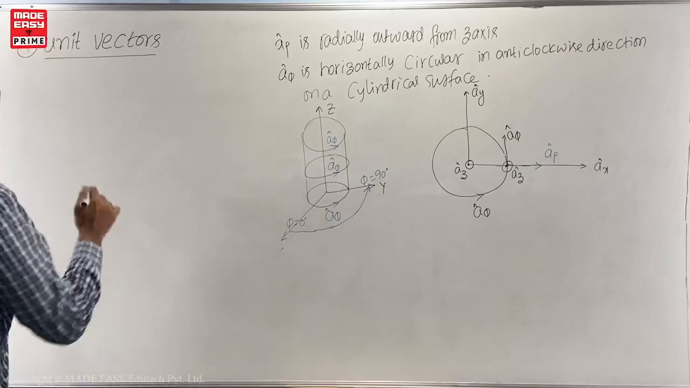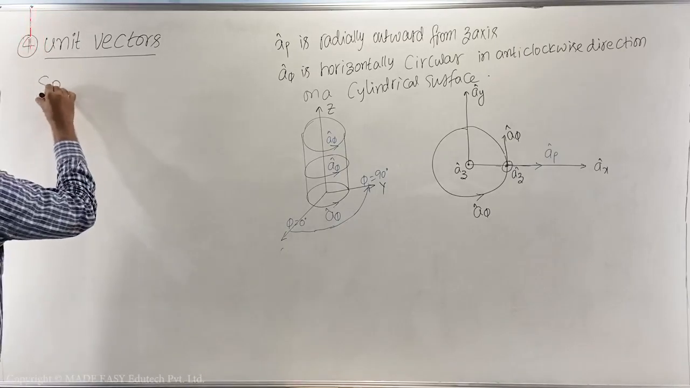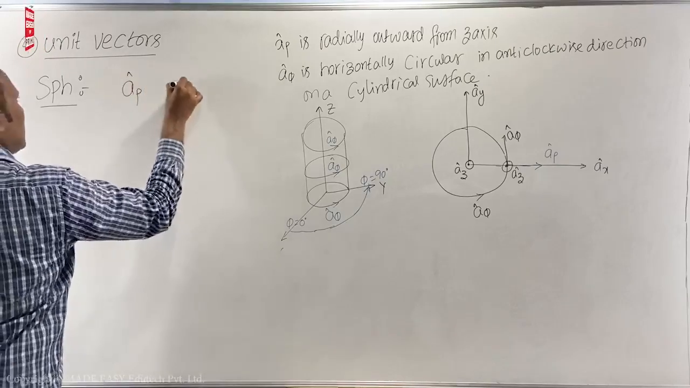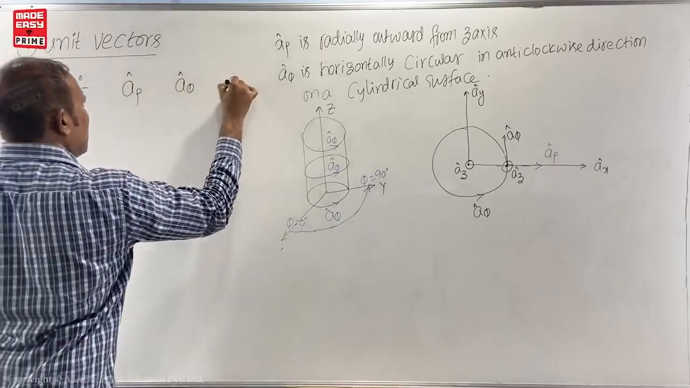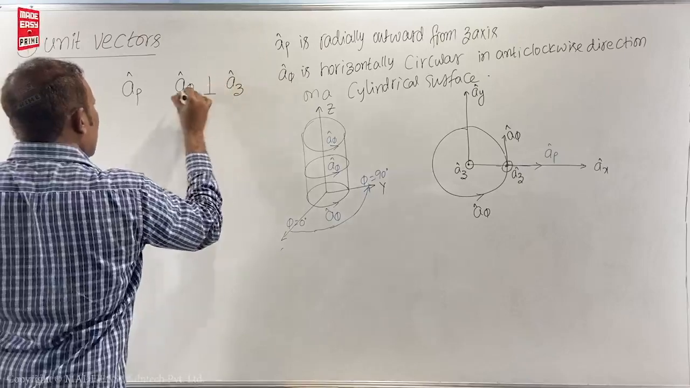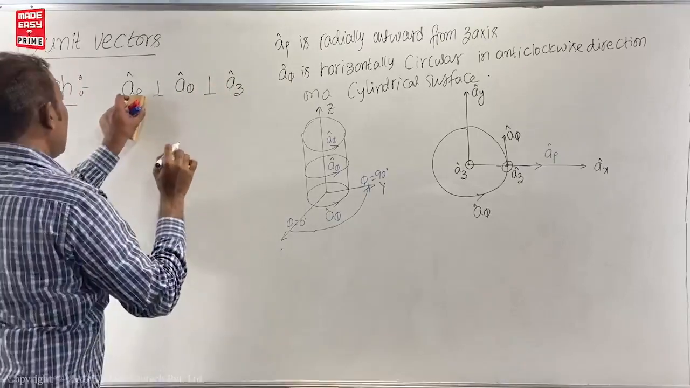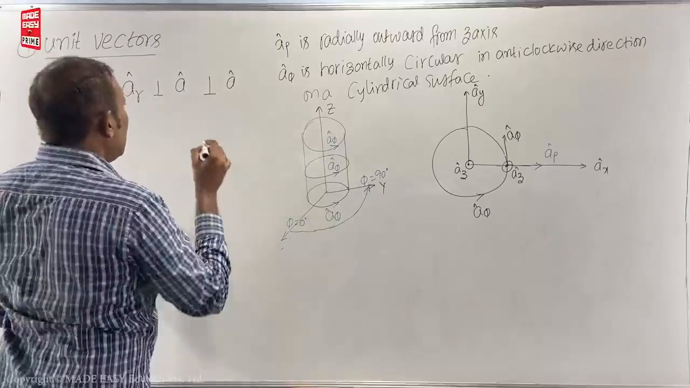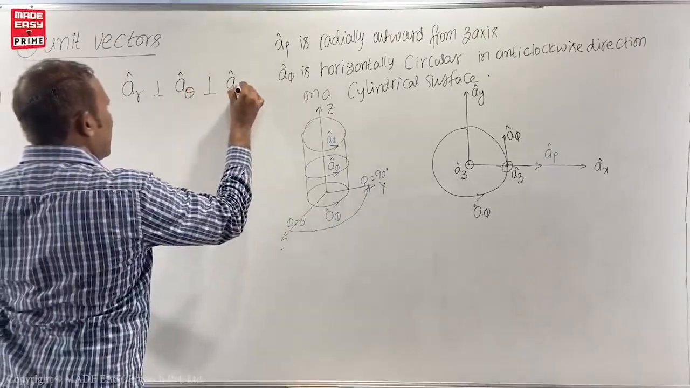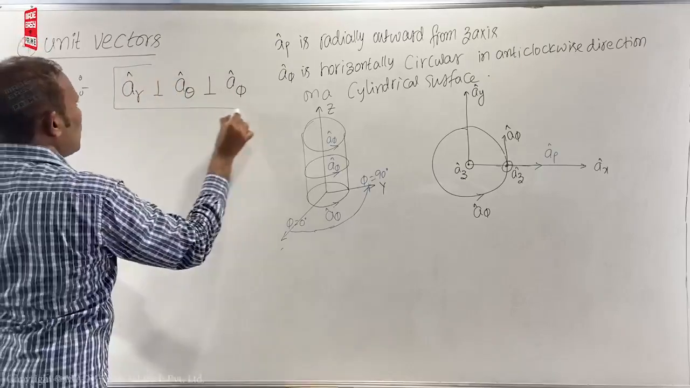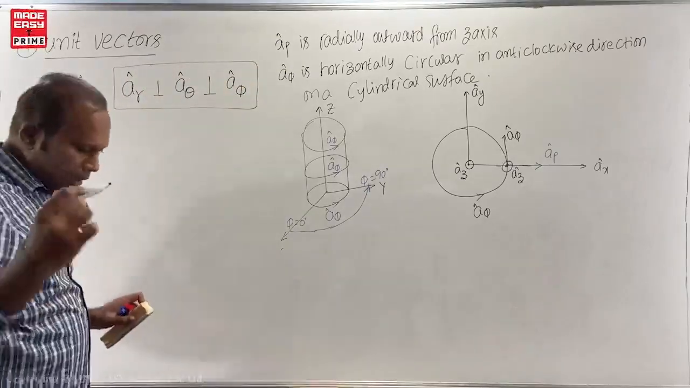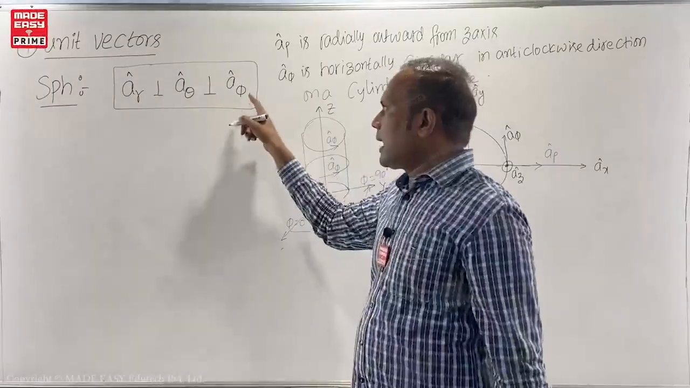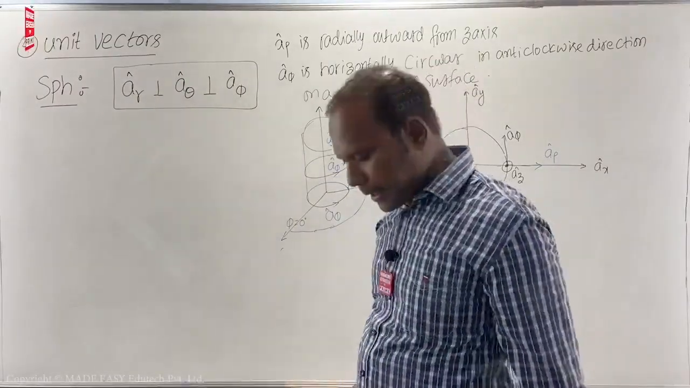Anyway, now in the spherical system, dear students, a rho cap, a phi cap, and a z cap, they are the unit vectors, actually spherical, no? A r cap, and A theta cap and A phi cap. Once again, they are mutually perpendicular. I will show you how. Now, first let us study what is A R cap and what is A theta cap and what is A phi cap.